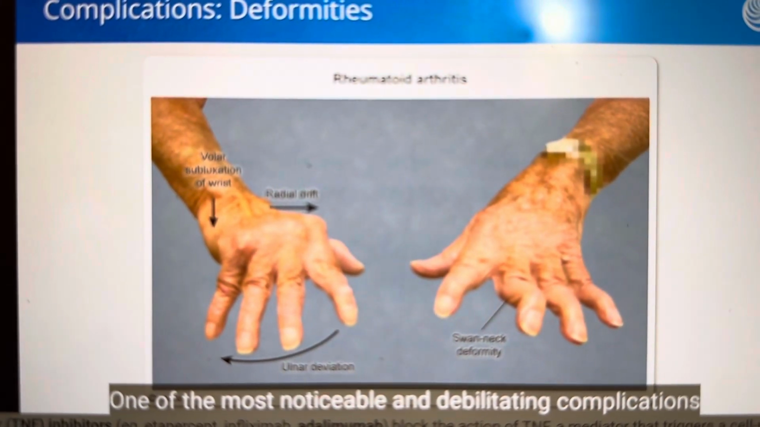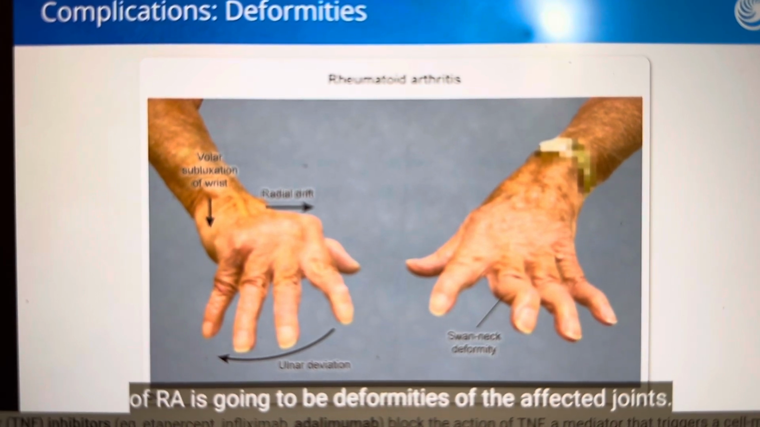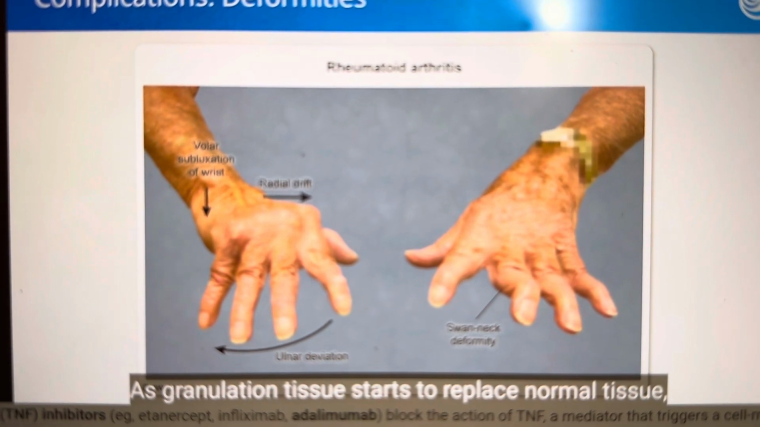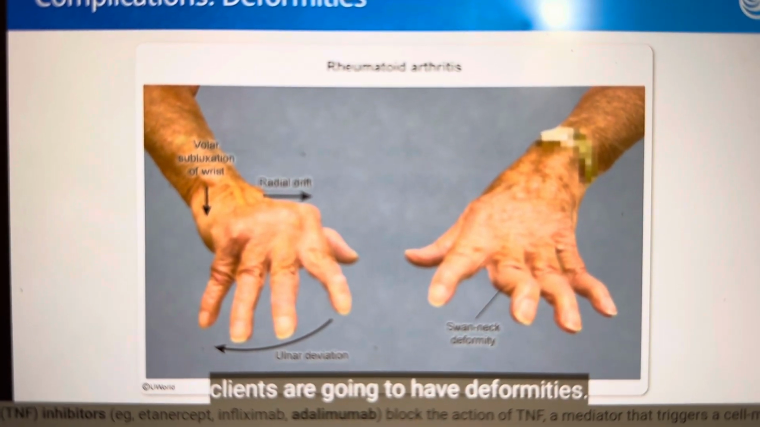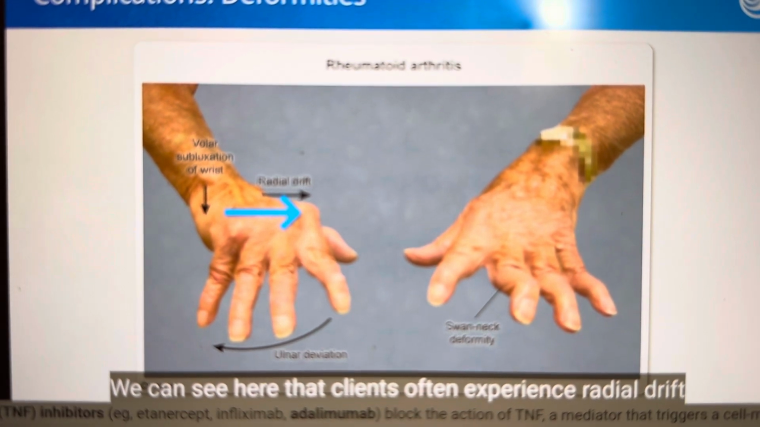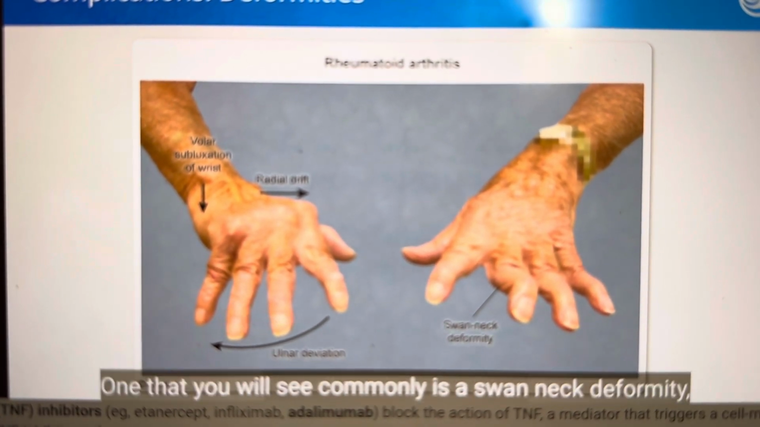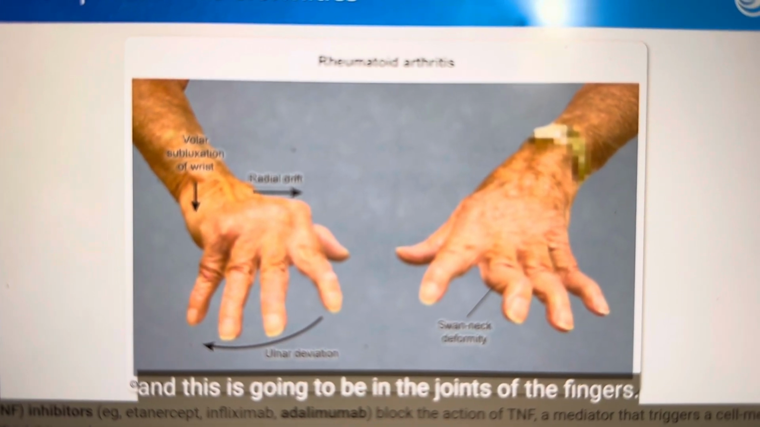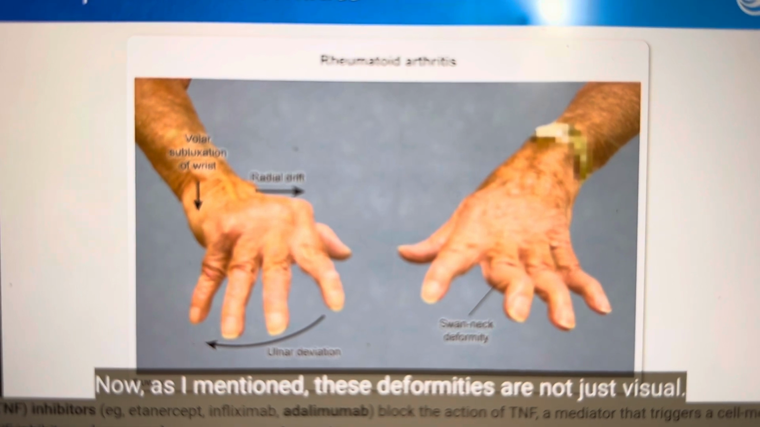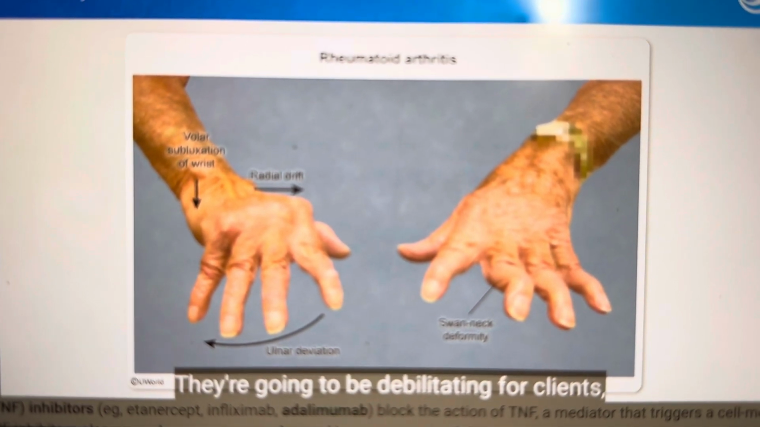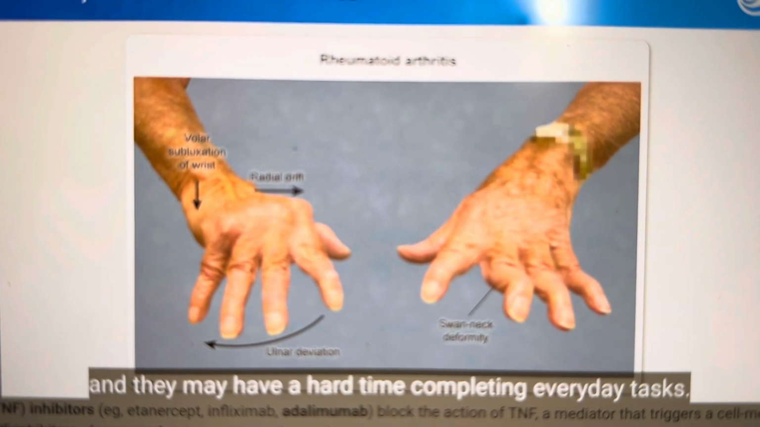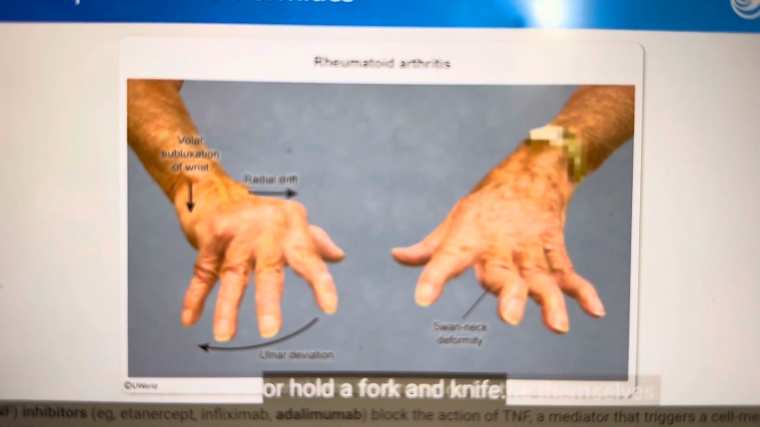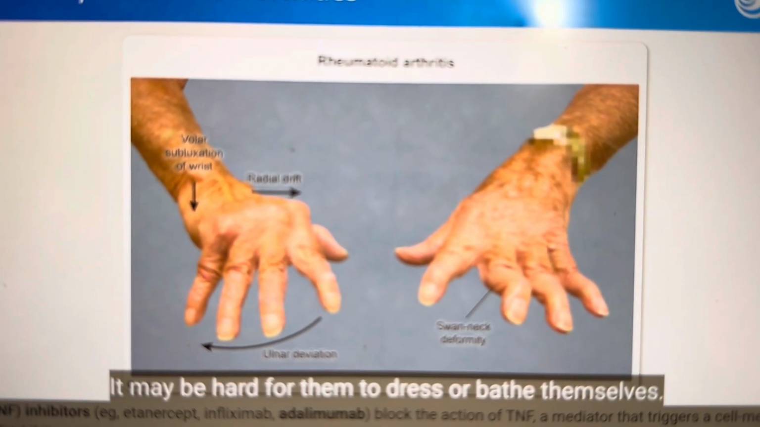One of the most noticeable and debilitating complications of RA is going to be deformities of the affected joints. As granulation tissue starts to replace normal tissue, clients are going to have deformities. We can see here that clients often experience radial drift as well as ulnar deviation. One that you will see commonly is a swan neck deformity, and this is going to be in the joints of the fingers. Now, as I mentioned, these deformities are not just visual, they're going to be debilitating for clients, and they may have a hard time completing everyday tasks. It may be hard for them to hold a pen or pencil or hold a fork and knife. It may be hard for them to dress or bathe themselves.